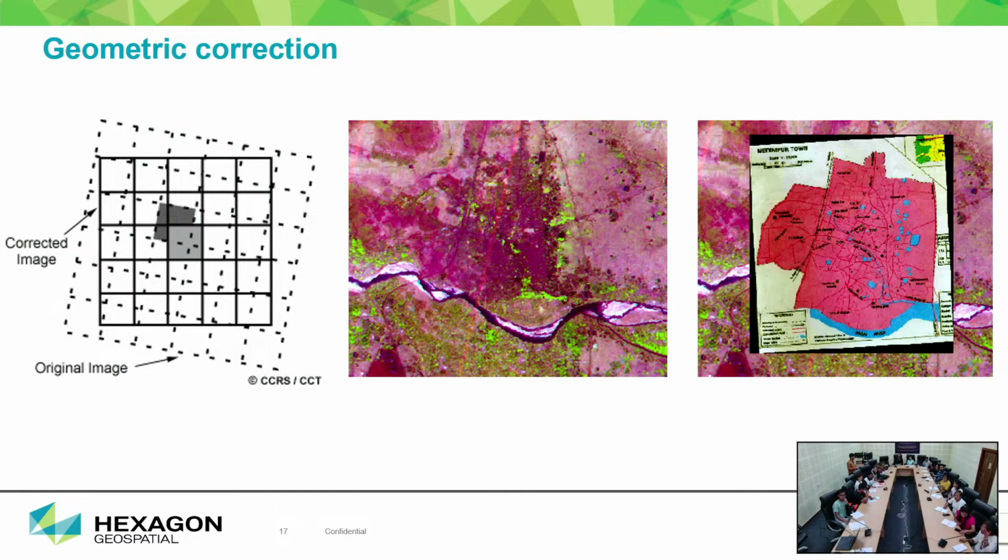You already have a session on this, no? Point, polygon, how to create points, polygons and layers in a GIS system. So once you have done this geometric correction, only then are we able to develop this type of features.